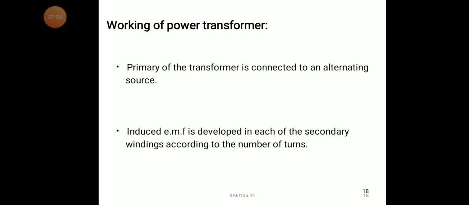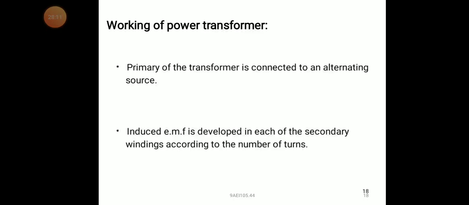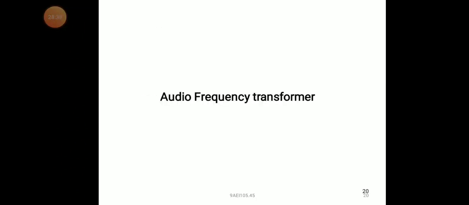If the winding has more turns, it has more voltage. Fewer turns means less secondary voltage. Now we try to discuss the constructional features of audio frequency and radio frequency transformers. What is an audio frequency transformer and a radio frequency transformer, and why do we use them? So what are the constructional features?